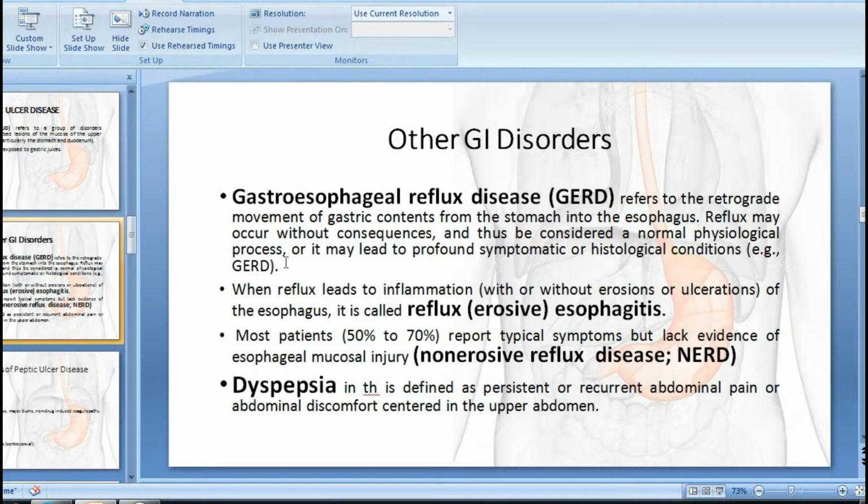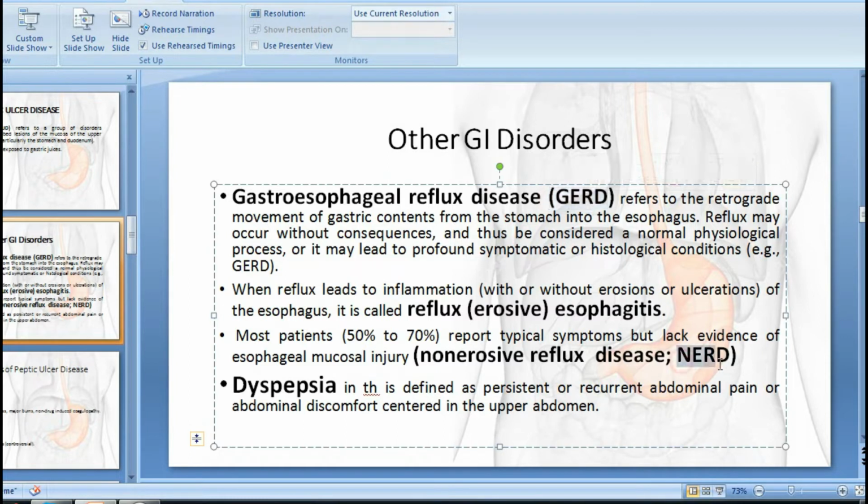Okay, let's come towards other GI disorders. There are so many GI disorders, but the main three are GERD, NERD, and dyspepsia. These are the most common disorders. The first one, GERD, which is gastroesophageal reflux disease, refers to the retrograde movement of gastric contents from the stomach into the esophagus.